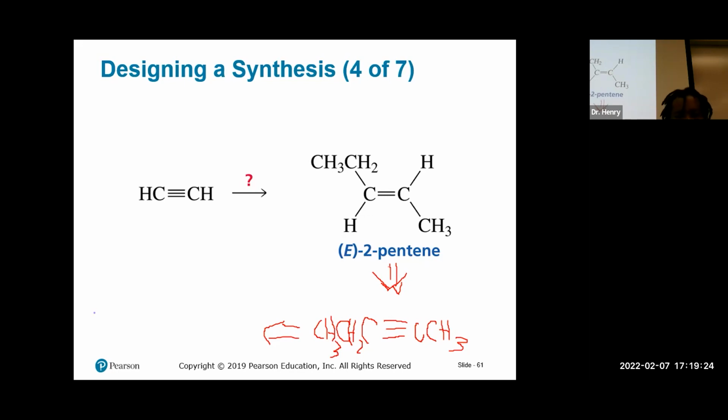Okay, so then you're right. We need to get from CH3CH2C triple bond CH. Oops, not CH2, just CH. And then, how do I get from there to there? Okay, so that would be my retro reaction, all right?